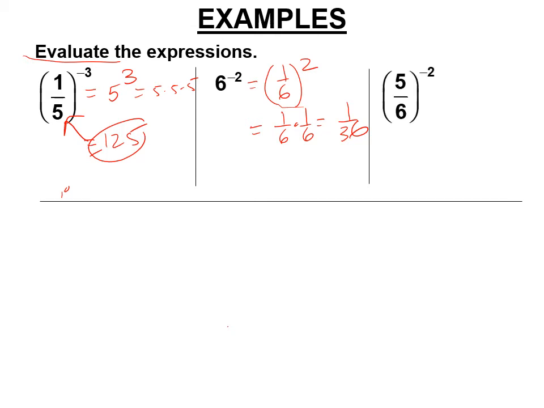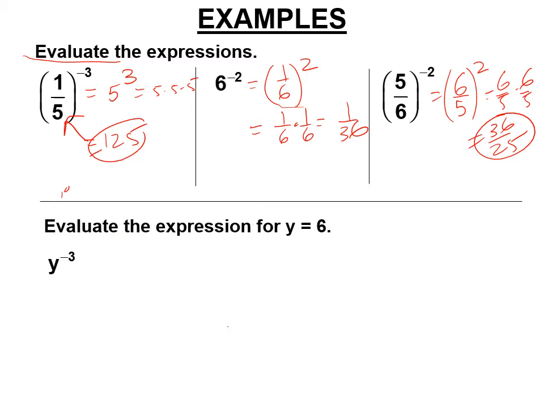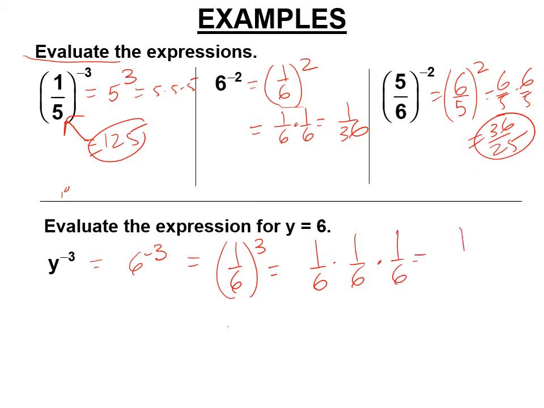So this is 6/5 squared, which is 6/5 times 6/5, which is 36/25, and that's simplified, so you can leave it that way. So this is 6 to the negative third, which is 1/6 cubed, which is 1/6 times 1/6 times 1/6, which is 1 over 6 times 6 times 6. We just did this in another unit. 6 to the negative third power is the fraction 1/216.